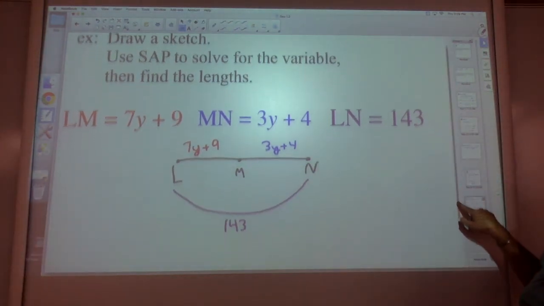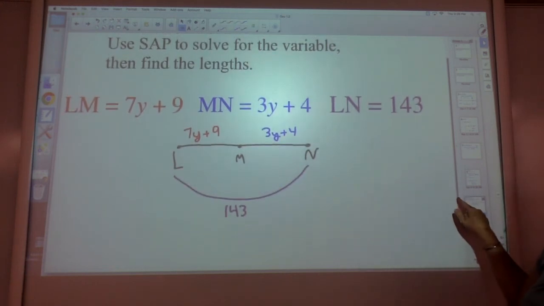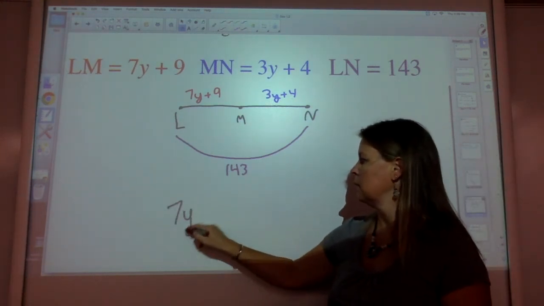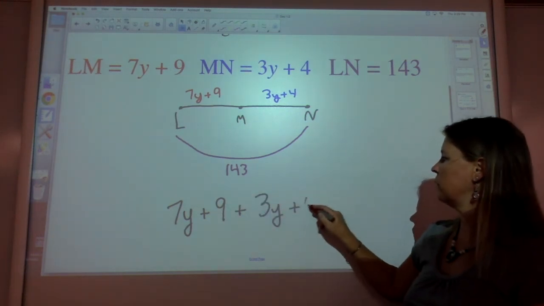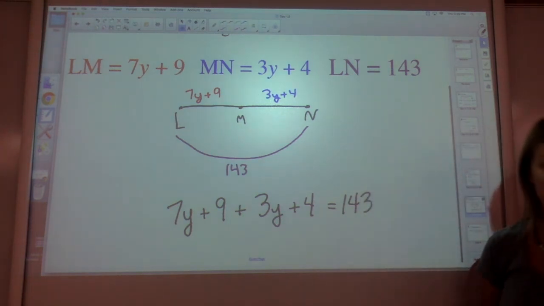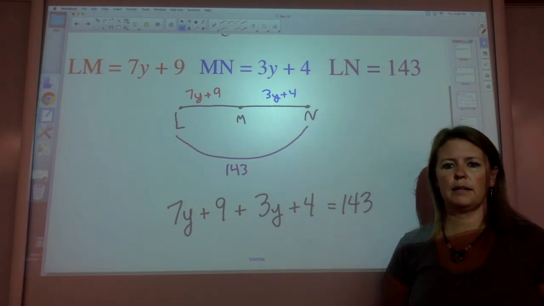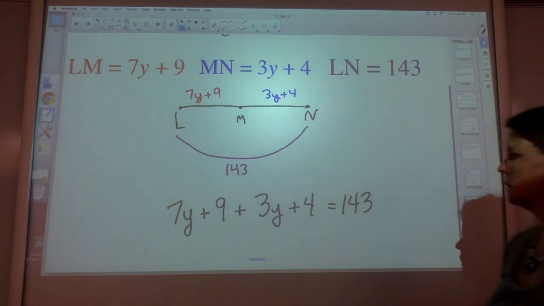Use the segment addition postulate to solve for the variable. So you're going to take little segment plus next segment equals full segment. And that's going to look like an algebra problem. 7y plus 9 added to 3y plus 4 is going to equal 143. Set this up, pause it, and solve it. Get all the way to the end, tell me what y equals, see if you got it right, and then turn it back on. Just try it on your own, refresh your skills. Pause.